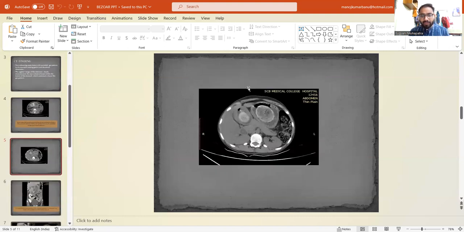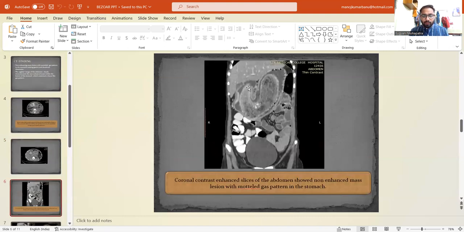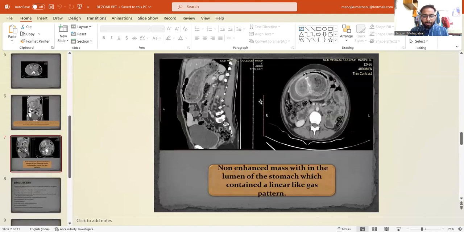And next, this is a plain film. And here are coronal contrast-enhanced slices of the abdomen. A non-enhancing mass lesion with a mottled gas pattern in the stomach, here we can see clearly. Thereafter, in sagittal, the non-enhancing mass within the lumen of the stomach which contains a linear gas-like pattern.